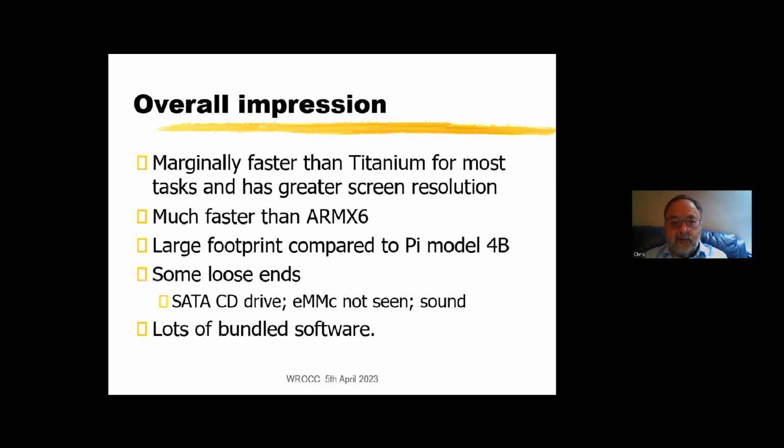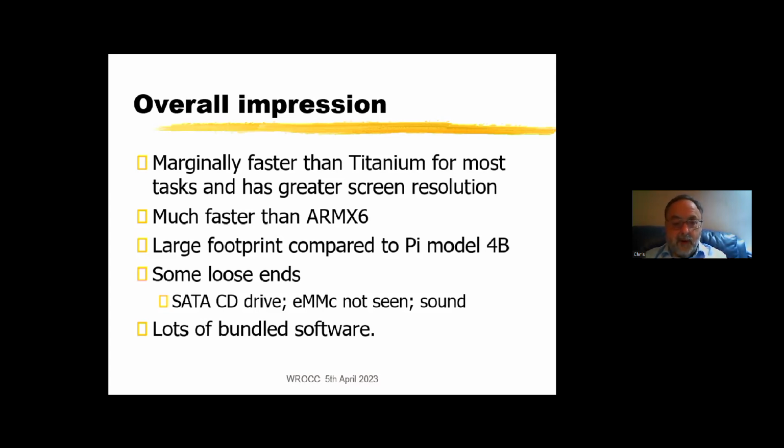Close to twice the storage speed of a titanium. But overall, with various things that titanium has, like hardware acceleration, it's marginally faster for most tasks, and it will be able to control a bigger screen. And of course, it's cheaper. It's much faster than the ARM X6, but it does have a larger footprint than the Pi 4B.